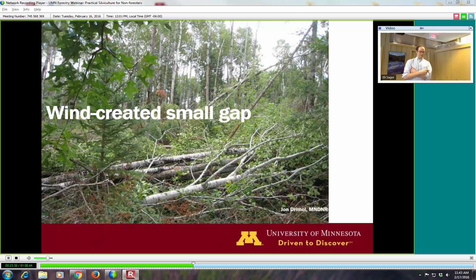A lot of our silviculture is designed to mimic natural disturbance. I've got a few pictures in here showing the natural version of the type of disturbance that these systems are meant to emulate. It's a wind-created small gap, picture shared by John Drimmel. This was from the storm that hit west of Grand Rapids a few years back.